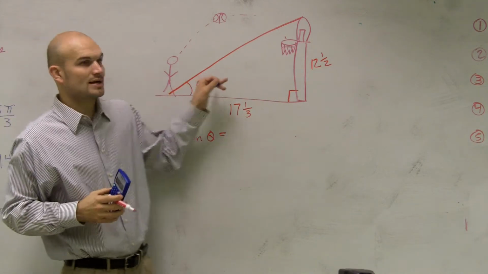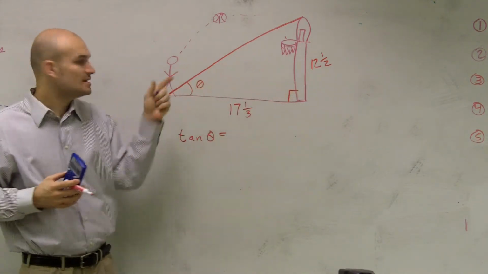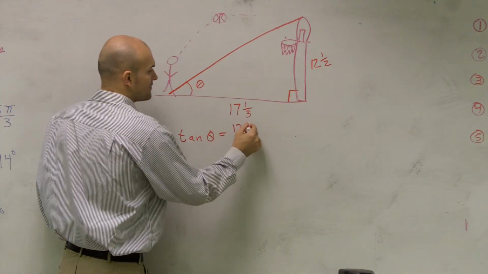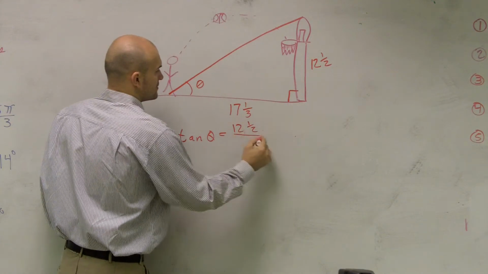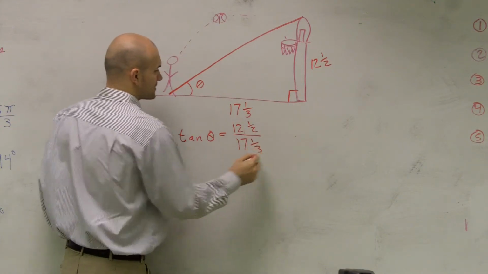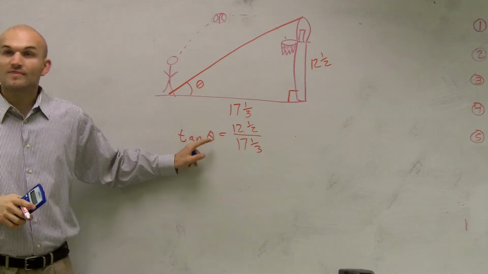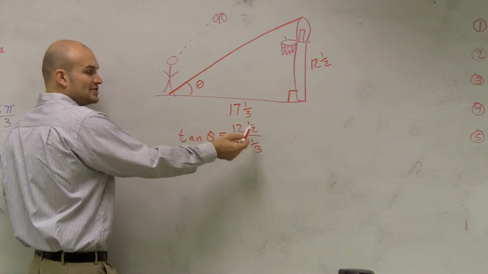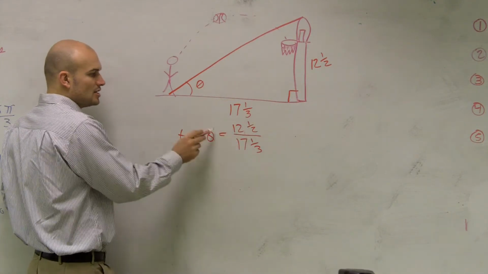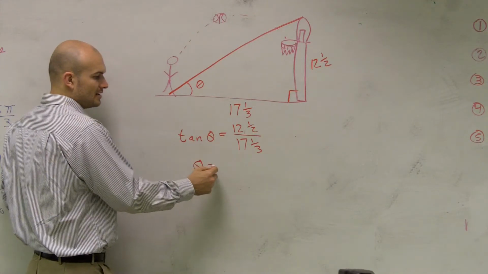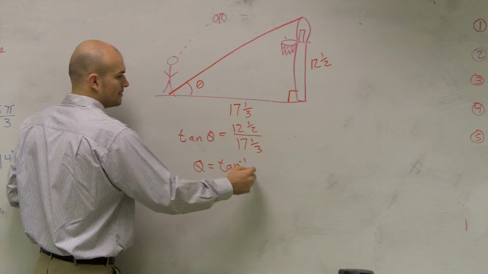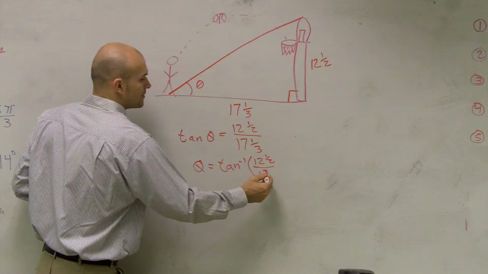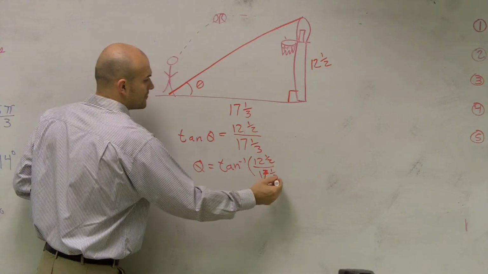Remember, your opposite side is directly opposite your angle, and your adjacent side connects your angle with your 90-degree angle. So it's going to be 12.5 divided by 17 1/3. If I want to figure out what theta is, to write this as a function of theta, remember, tangent of your angle equals the ratio of your opposite side over your adjacent side. So if I just want to find theta, I'm going to write theta equals inverse tan of 12.5 over 17 1/3.